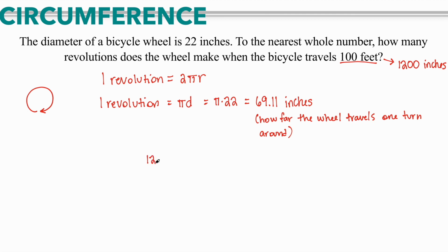So we are going to take 1,200 inches and divide it by 69.11. And we will get roughly 17.36 revolutions. So the wheel will turn a little over 17 times in order to travel 100 feet.